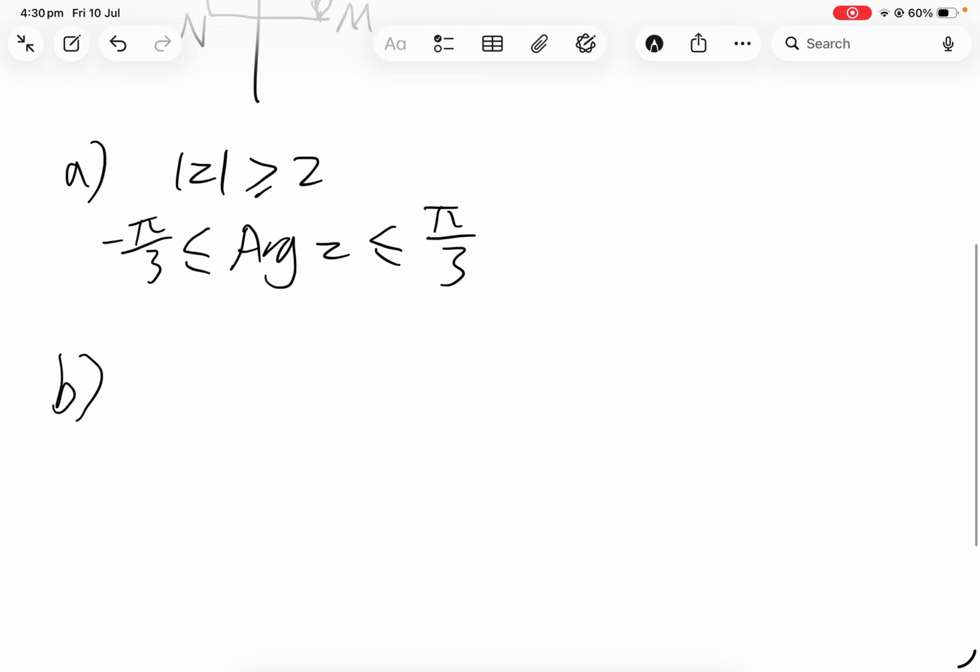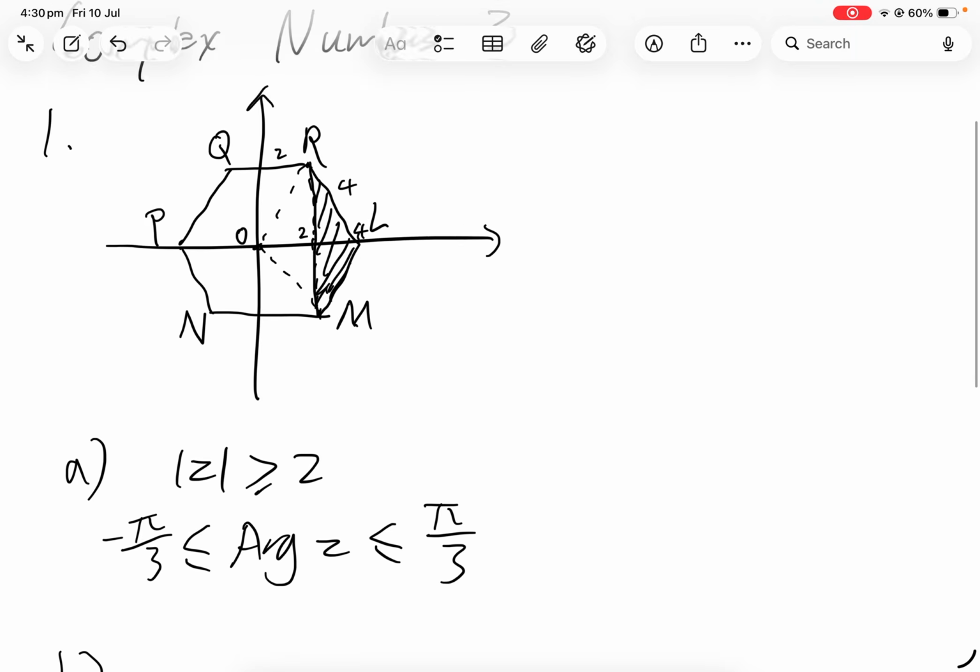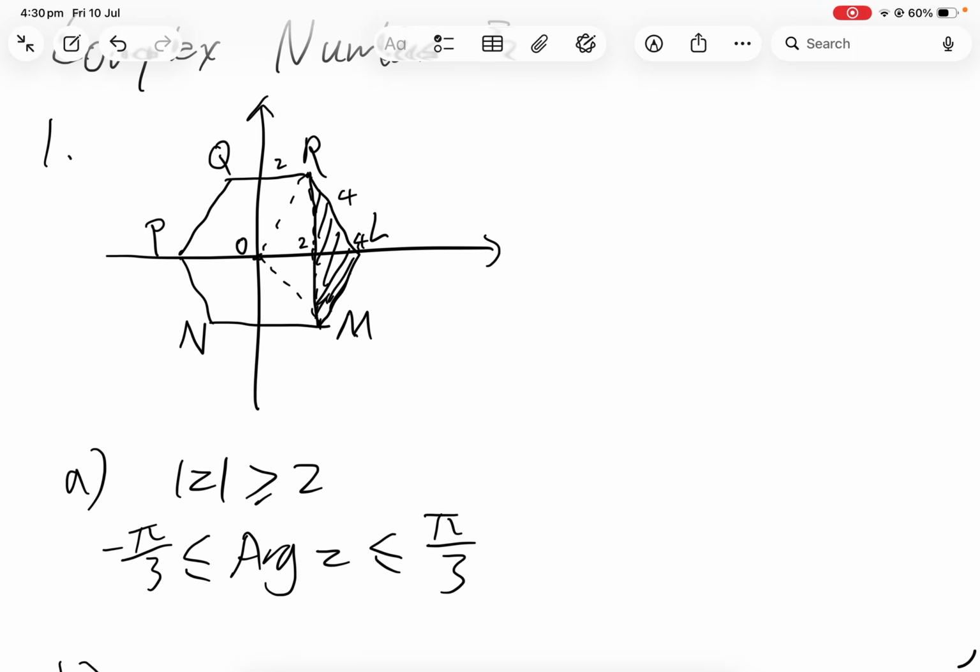And part B says to find, in the form modulus of z minus c equals a, the equation of the circle through O, M, R. So it's a circle around like that. We use our circle theorem properties. So basically, this must be 60 degrees, and this must be 60 degrees. Okay, let's do that.